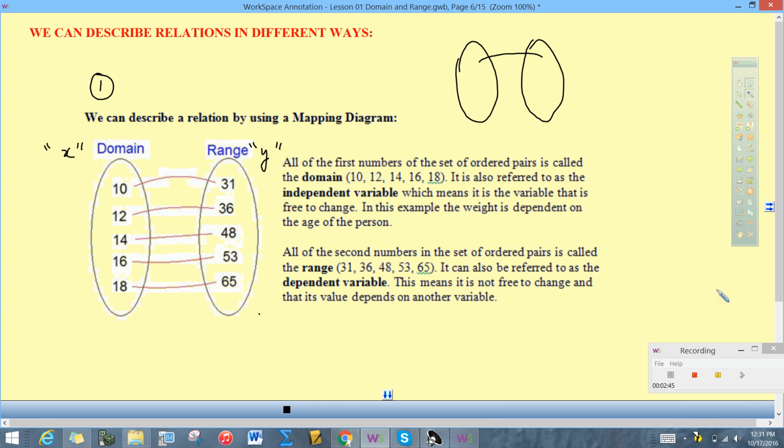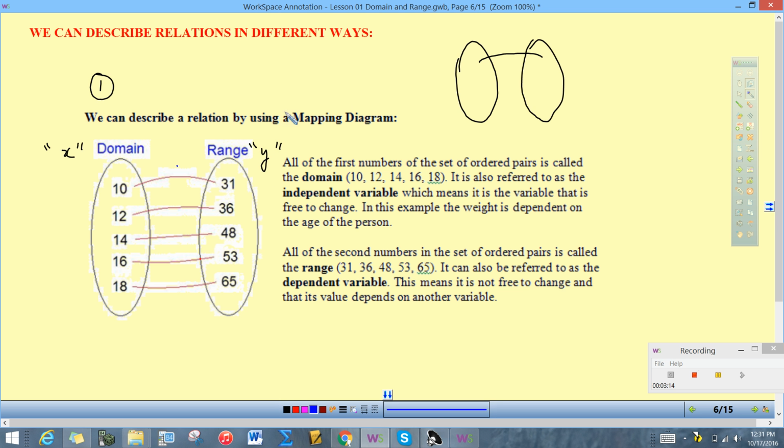Okay, so we can describe a relation in many different ways. And one of those ways that we can describe a relation is by doing a mapping diagram. So a mapping diagram involves nothing more than drawing out two oval shapes, where the one on the left is called the domain, or our values of the x, and on the right hand side, the second oval will be our range, or our y values.